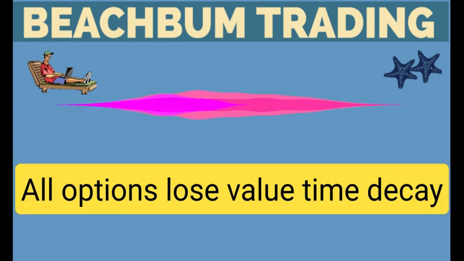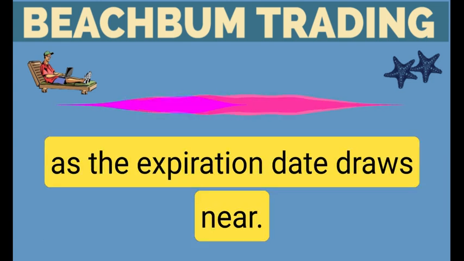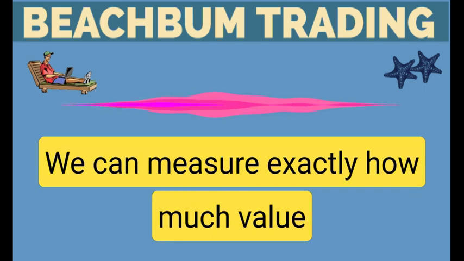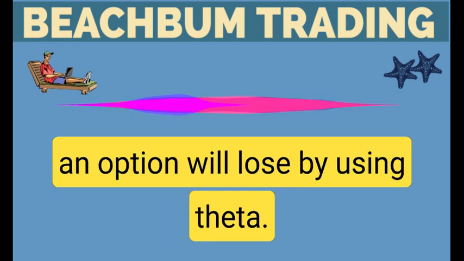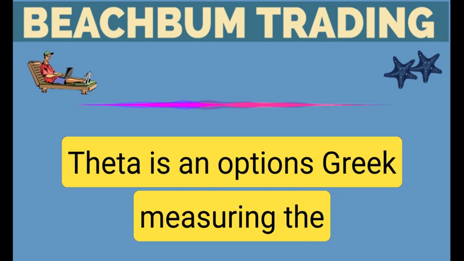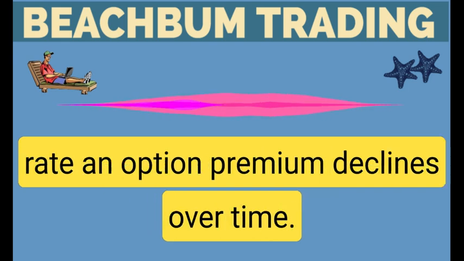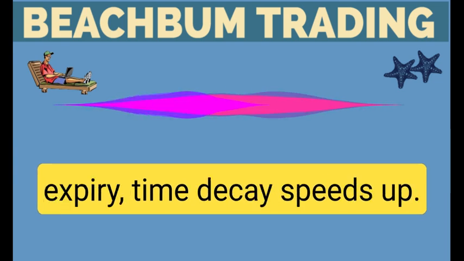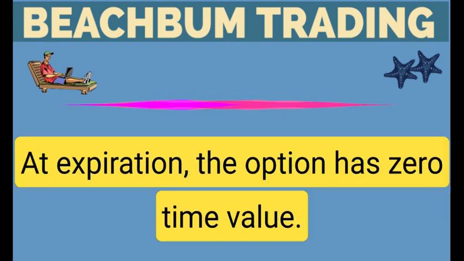All options lose value, time decay, as the expiration date draws near. We can measure exactly how much value an option will lose by using theta. Theta is an options Greek measuring the rate an option premium declines over time. As an option moves closer to expiry, time decay speeds up. At expiration the option has zero time value.